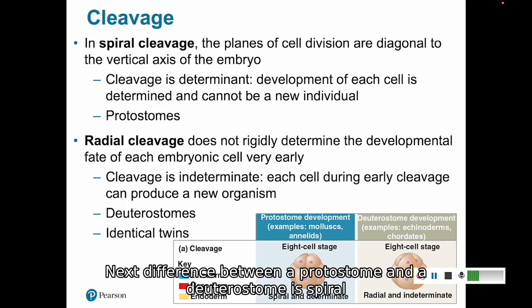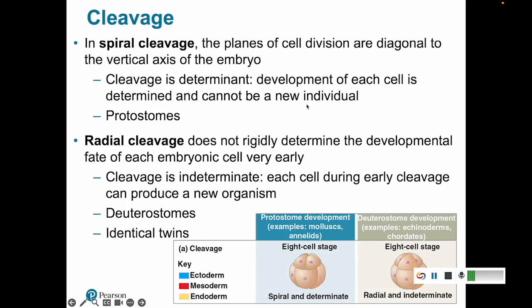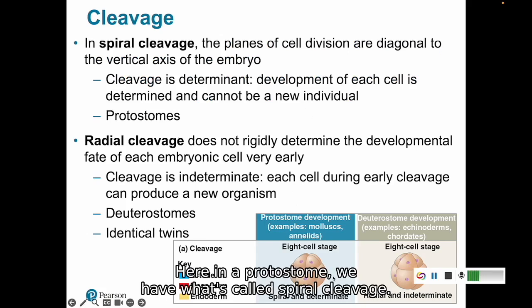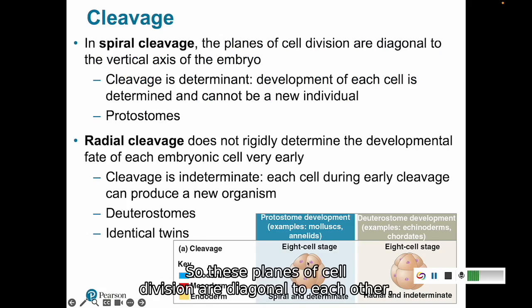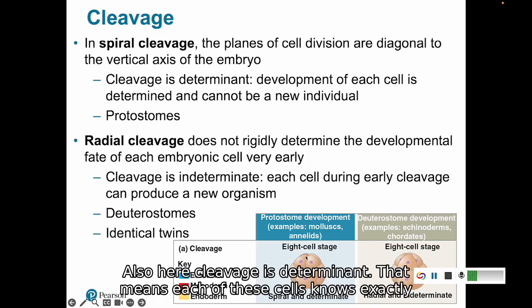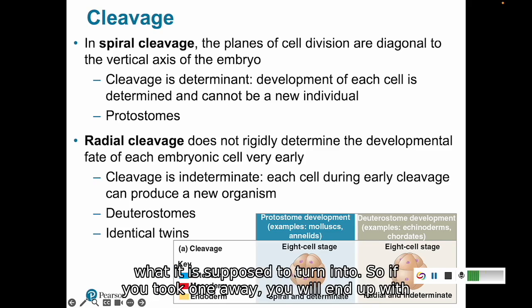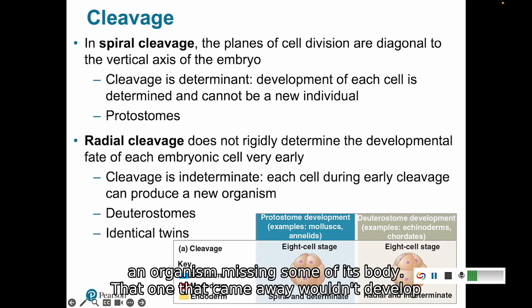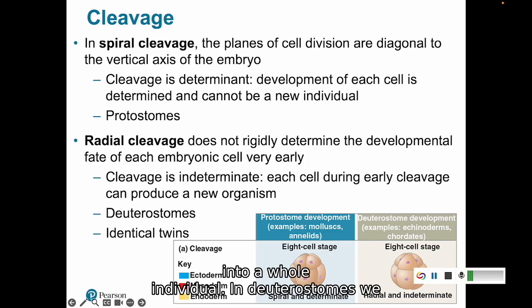The next difference between a protostome and a deuterostome is spiral cleavage or radial cleavage. Here in a protostome, we have what's called spiral cleavage. These planes of cell division are diagonal to each other. See how they don't line up? They're diagonal to each other. Also here, cleavage is determinate. That means each of these cells knows exactly what it is supposed to turn into. So if you took one away, you would end up with an organism missing some of its body, and the one that came away wouldn't develop into a whole individual.